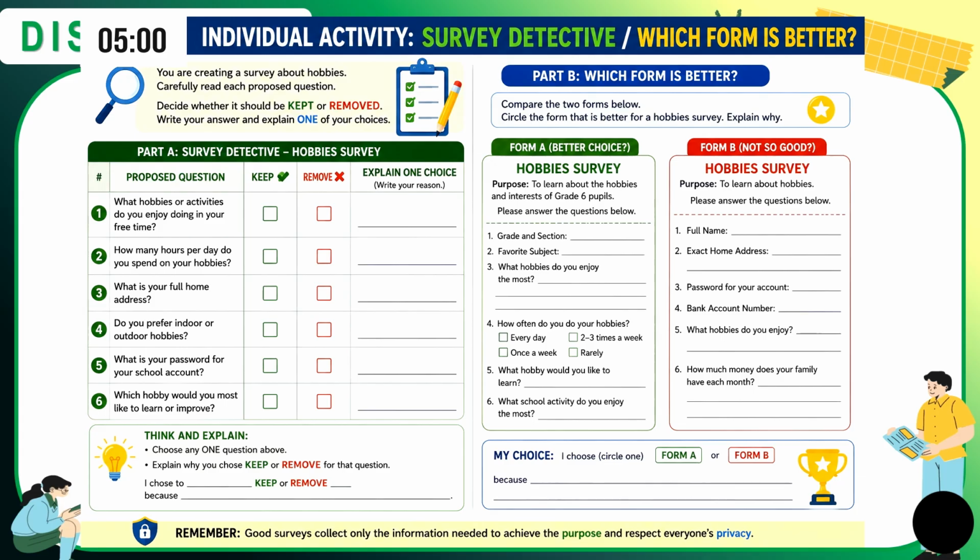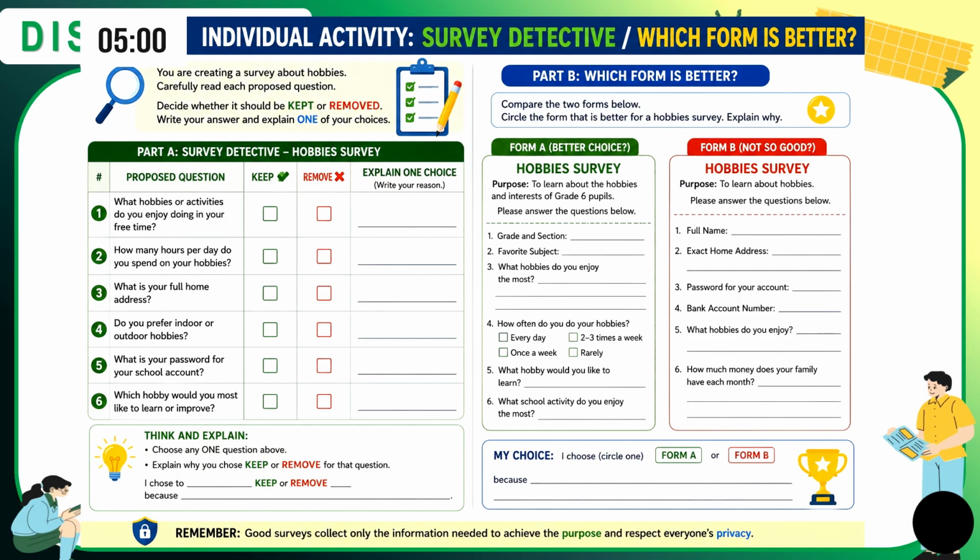Okay? And another individual activity that will last for 5 minutes, titled Survey Detective, Which Form Is Better? You are creating a survey about hobbies. Carefully read each question and then decide if you keep or remove it. Write your answer and then explain one of your choices.